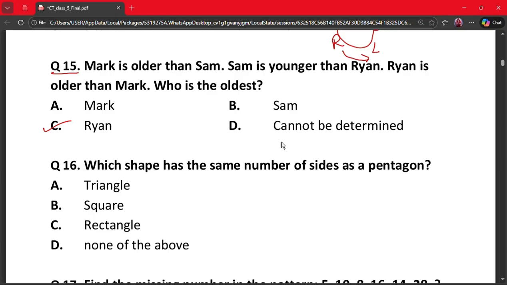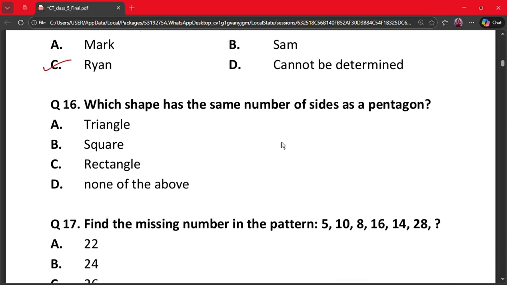Why? Because Ryan is older than Mark, Mark is older than Sam, so Ryan is older than both Mark and Sam. Hence Ryan is the oldest among all of the three.